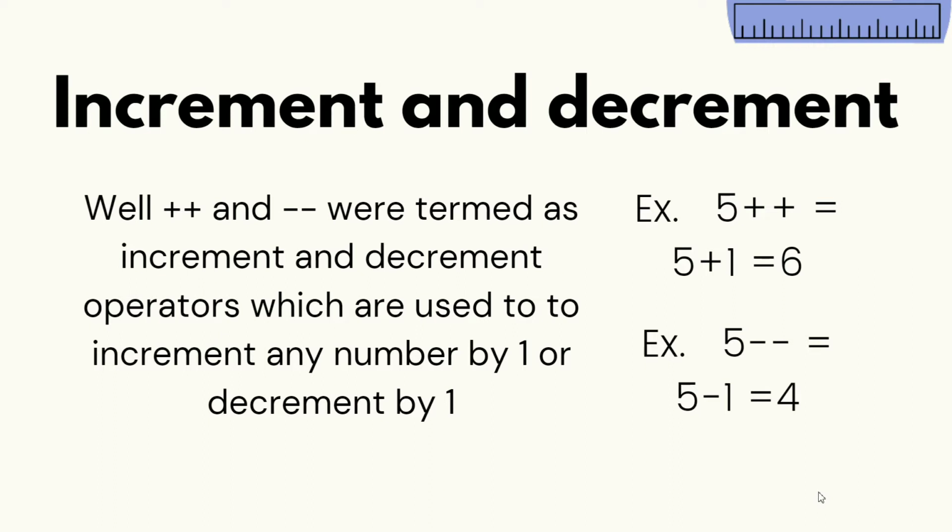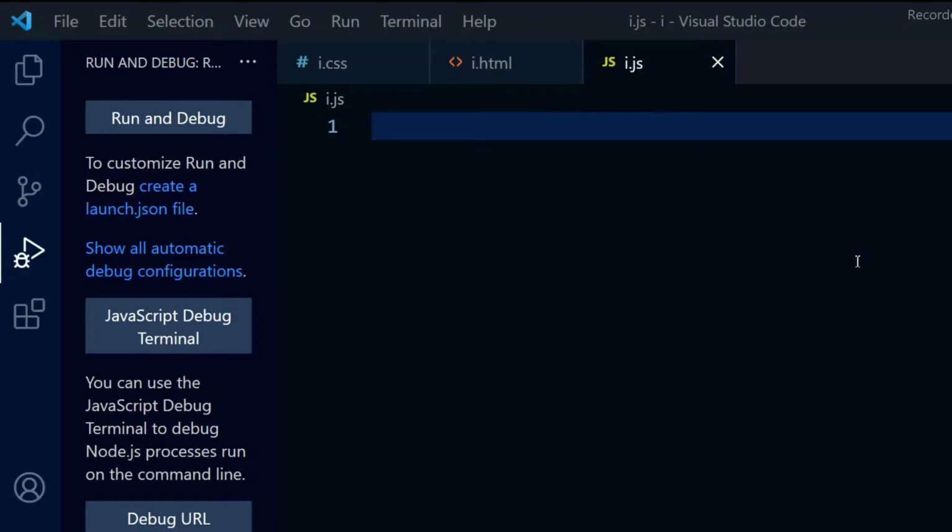When I am using 5--, it will decrement by 1. To decrement anything by 1, we use the -- operator. When I use 5--, it is giving me 4. This is how we use the increment and decrement operators. And now I am going to discuss the arithmetic operators.